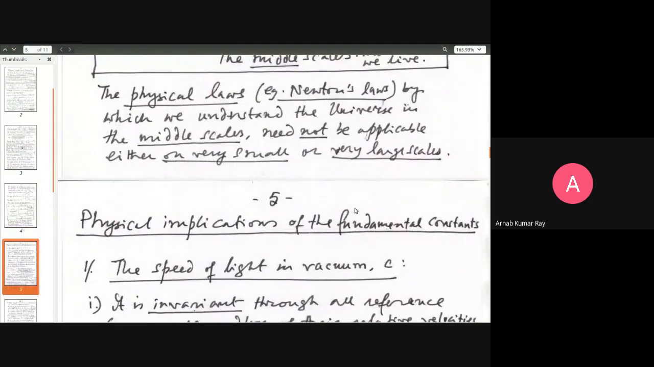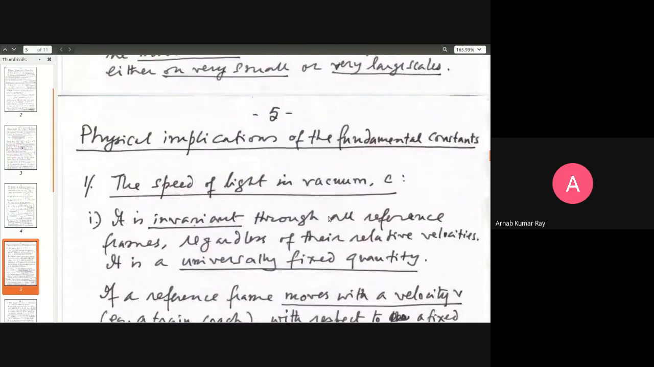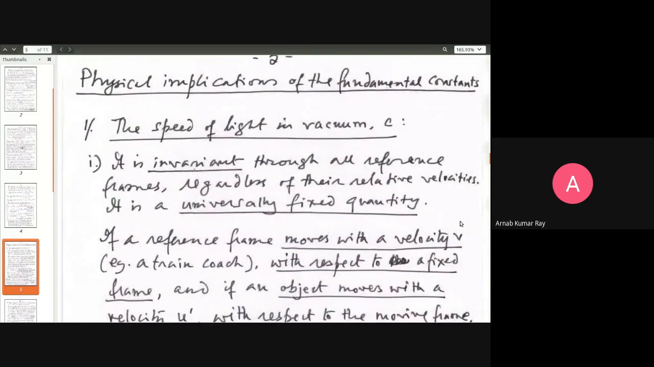Then we informed ourselves of the fact that the real dimensions of the universe are set in terms of the fundamental constants c, h, and G, namely the speed of light, Planck's constant, and Newton's constant of universal gravitation. So let us see now what happens. The first of the three constants we took up was the speed of light in vacuum, c.